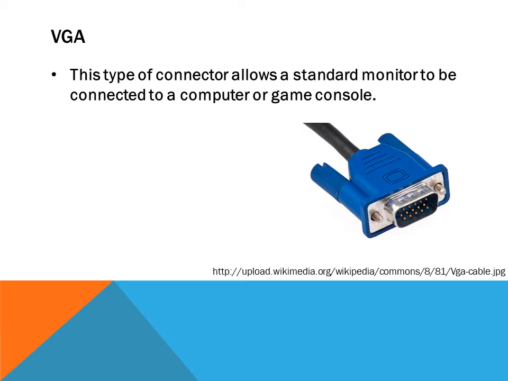So for instance, the first one we're going to look at is VGA. This is the one we used in class when we were doing our PowerPoint projects, when we had to plug our laptop into the smartboard. VGA is a type of connector that allows a standard monitor to be connected to a computer or game console. The standard monitor would be the smartboard in the example I was given, and the computer is our laptop. It allows sharing screen and information to occur really quickly and easily. So that's cool that we get hands-on use of that one in class and we know what it's used for.